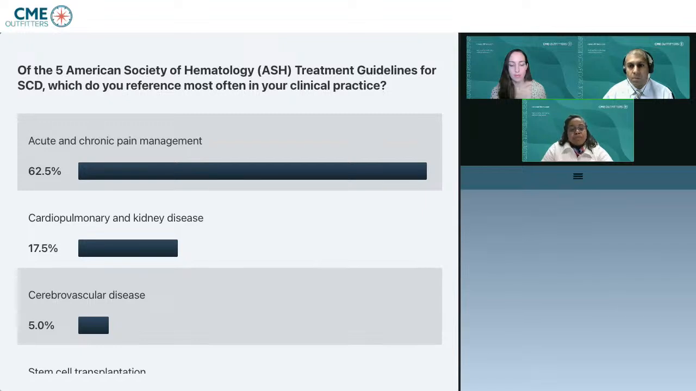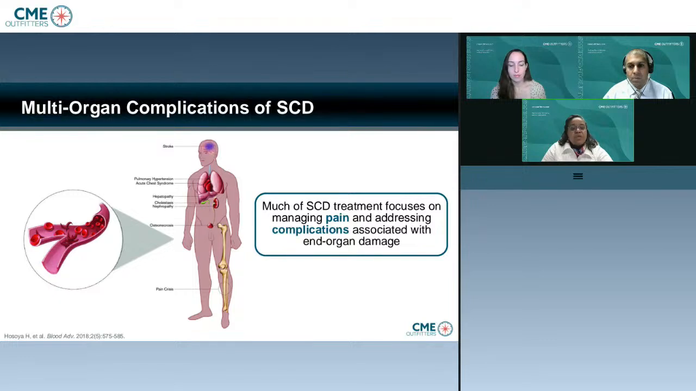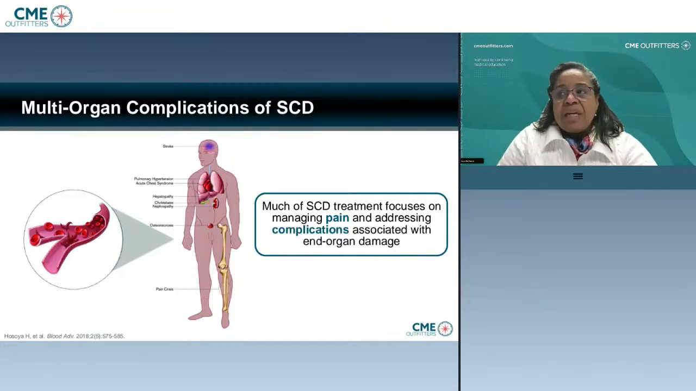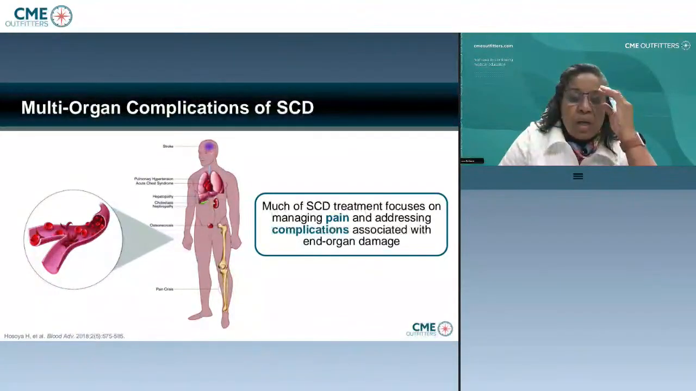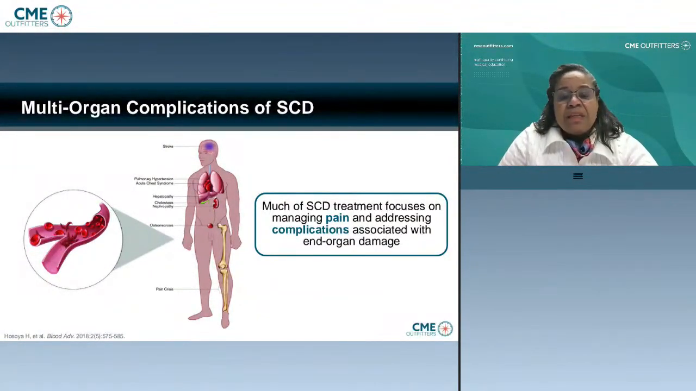So back to our presentation, we'd like to remind everybody that, even though pain is the hallmark of the disease and what brings patients more to the hospital, we cannot forget that this disease involves multiple organ complications, both acute and chronic, and that these complications do not happen by themselves. You can have an individual that has had a stroke, is developing avascular necrosis, and also has gallstones and needs a cholecystectomy.